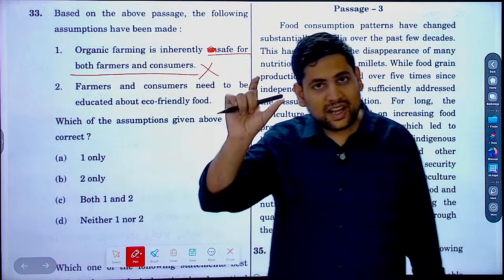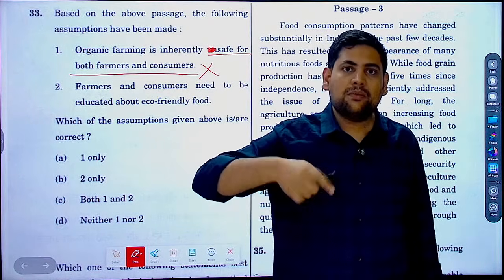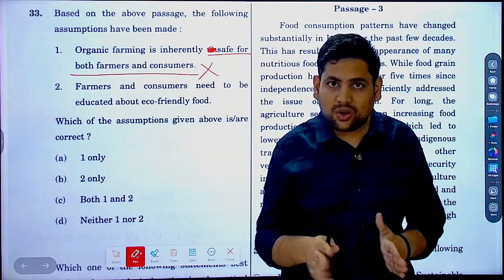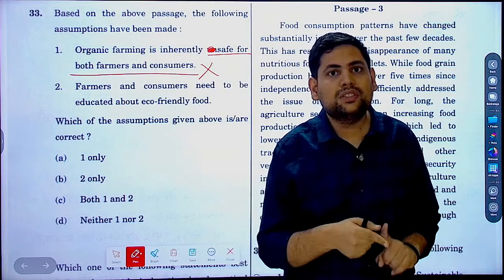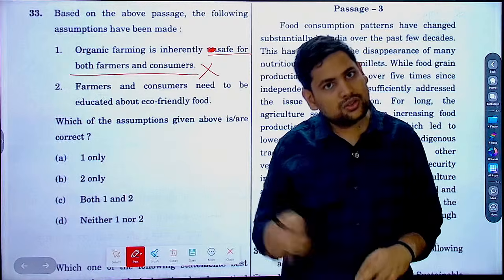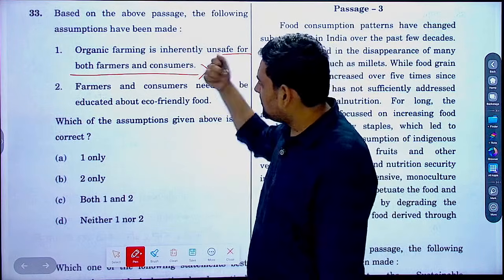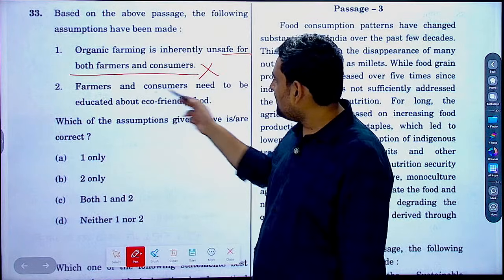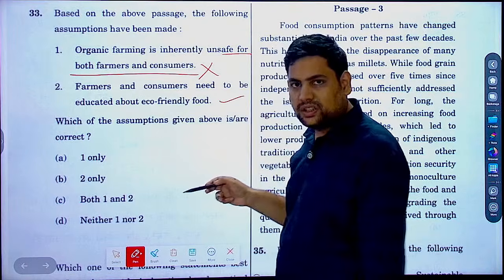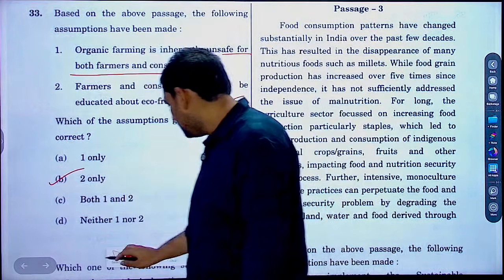The passage says that is the claim. But in India, because they are not educated, it is not very safe always. And it gives an example of dhatura also, that has atropine. So then also it would have been wrong. Unsafe is absolutely wrong. Then farmers and consumers need to be educated about eco-friendly food. This is correct. Answer becomes 2 only.